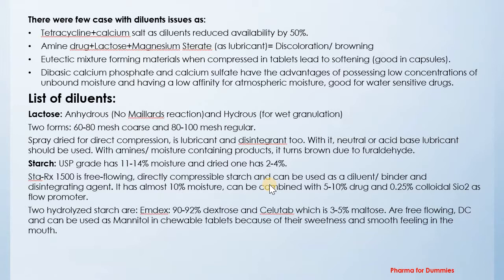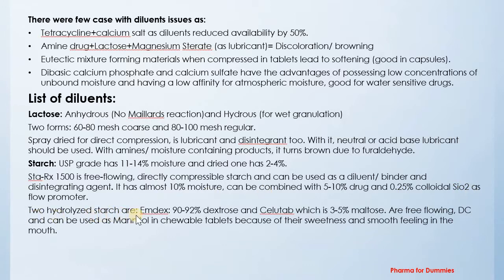The other diluent used is starch. It is USP grade with 11 to 14% moisture, and the dried one has 2 to 4% moisture. Starch RX 1500 is a free-flowing, directly compressible starch and can be used as a diluent or binder and as a disintegrating agent too. It has almost 10% moisture, which can be combined with 5 to 10% of drug and 0.25% of colloidal silicon dioxide as a flow promoter.